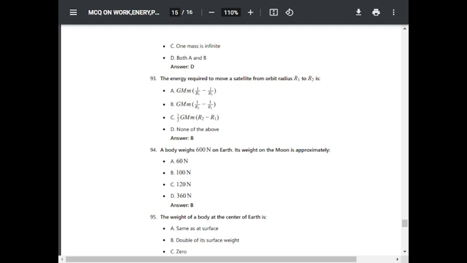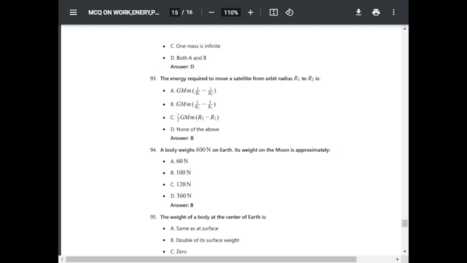A body weighs 600 Newton on Earth. Its weight on the Moon is approximately 1 by 6. That is 100 Newton. Option B will be correct, because the value of g at the Moon is 1 by 6 of the value of g at Earth. Hence it will be 1 by 6 times, that is 100 Newton. In question number 94, the option B is correct.